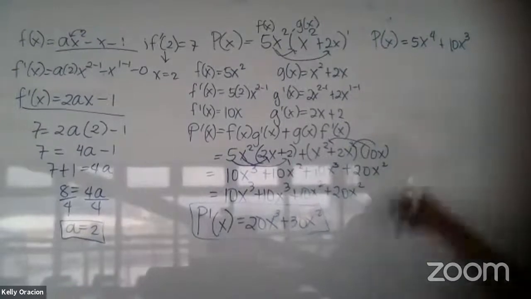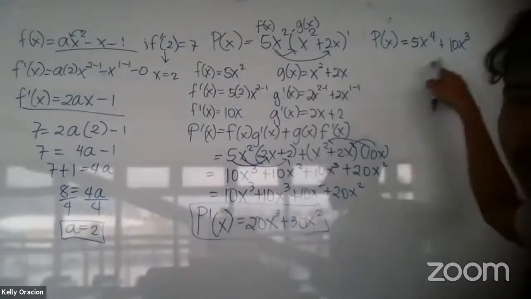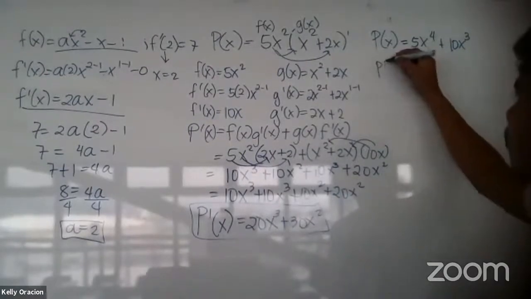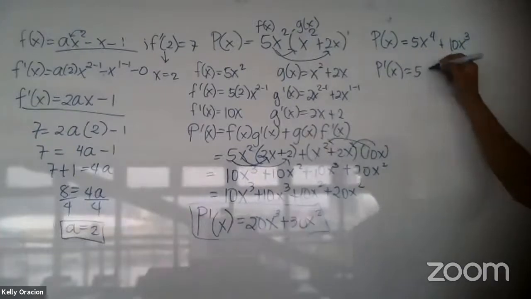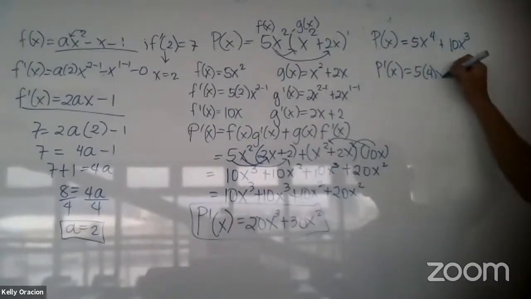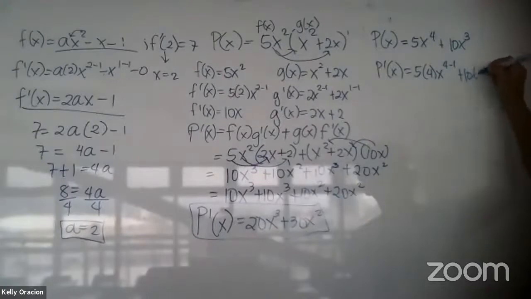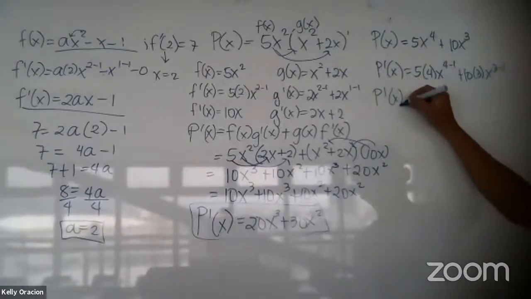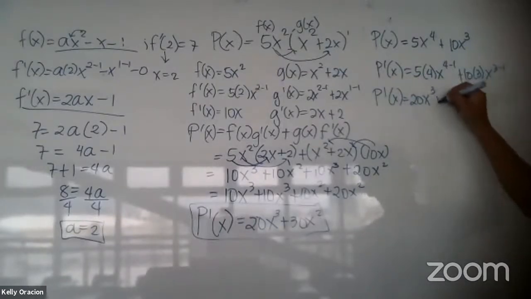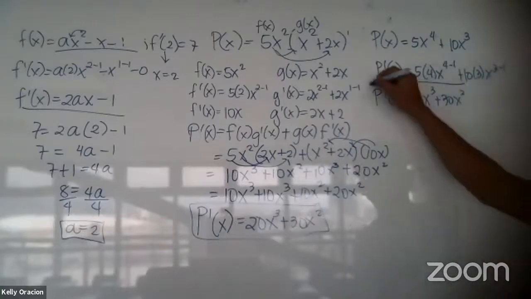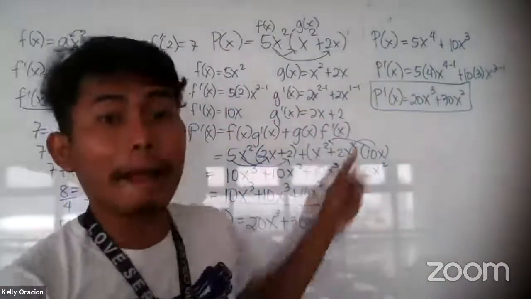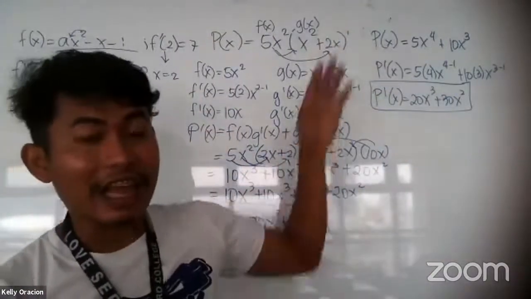And then, get their derivatives. So you have p prime x equals 5 times 4x raised to 4 minus 1, plus 10 times 3x raised to 3 minus 1. And then you have p prime x equals 20x cubed plus 30x squared. And you will have this answer. They are the same. Isn't it easier now?